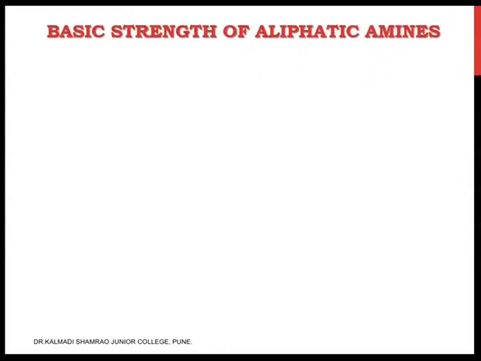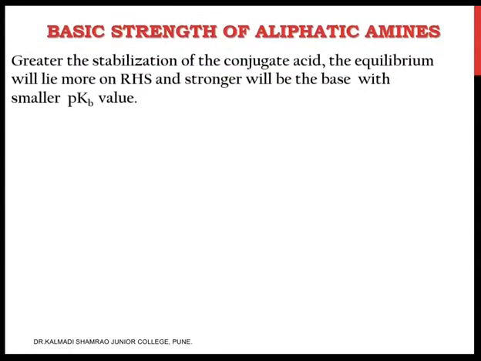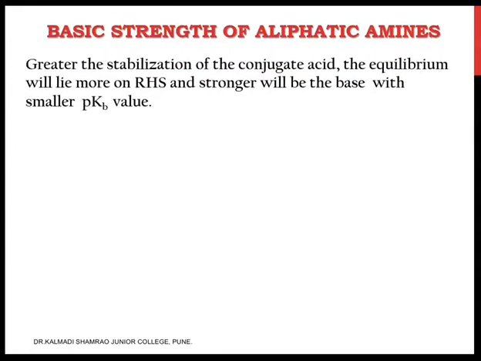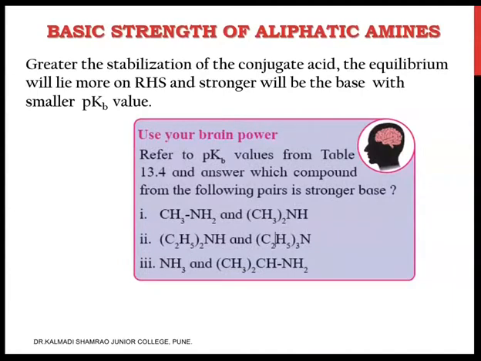Now let us see the basic strength of aliphatic amines, how it is dependent on certain points. Greater the stabilization of the conjugate acid, the equilibrium will lie more on the RHS, and stronger will be the base, with a smaller pKb value. Yes, we can utilize our brain power here to answer this question. Which compound from the following pairs is a stronger base? You can refer to the table 13.4 by going back in the video.